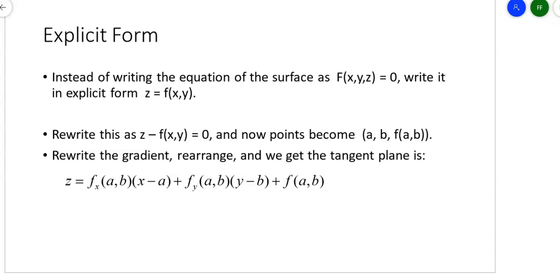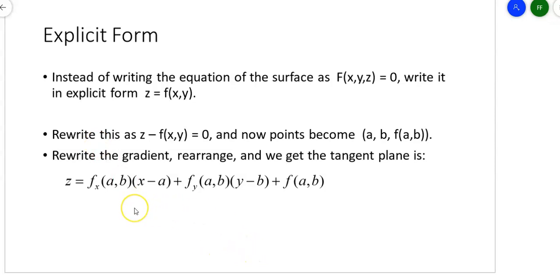Well, I said you can rewrite it as z minus f of x, y equals 0, and now instead of your points becoming a, b, c, they become a, b, and then f of a, b. That third point now is dependent on those 2 previous points. So now we have a slightly different looking function that gives us the equation for the tangent plane, except this time instead of being set equal to 0, it's set equal to z. So we've got our partial with respect to x evaluated at a and b, partial with respect to y evaluated at a and b, and then the third thing that's there is that point f of a, b.